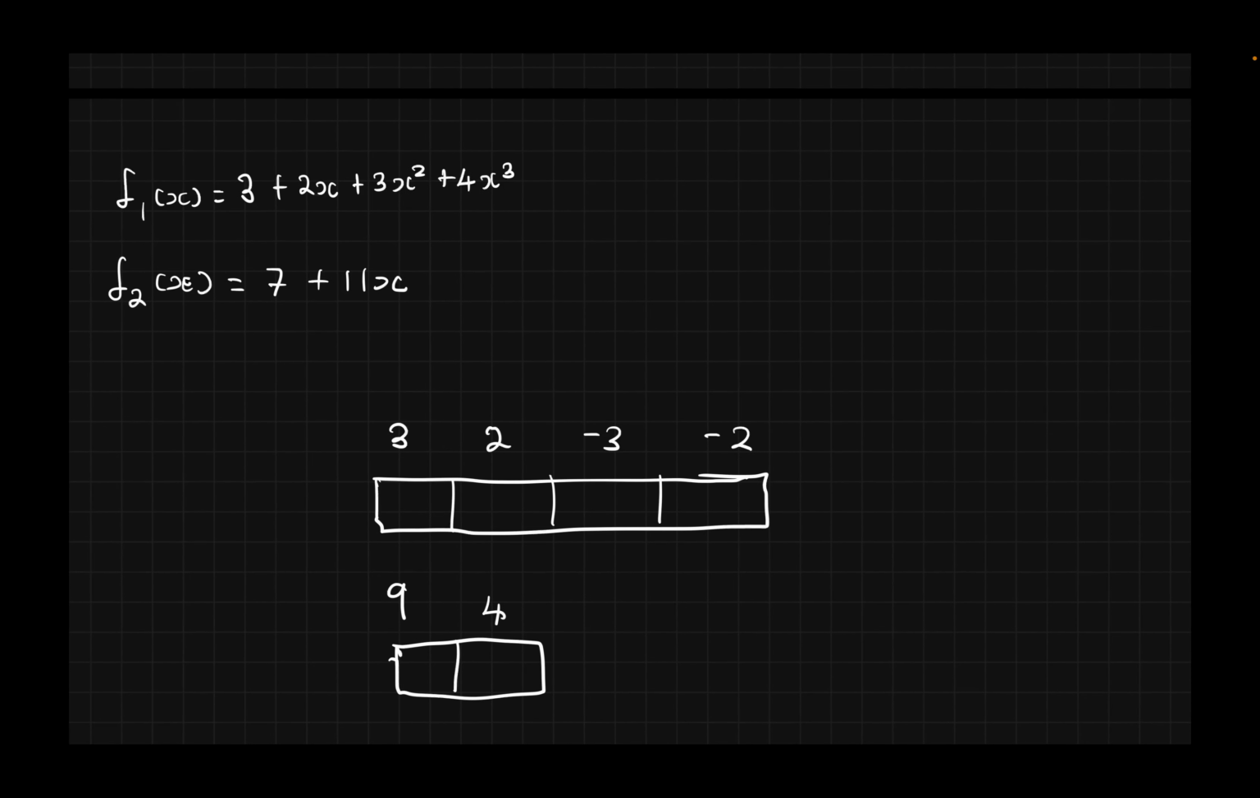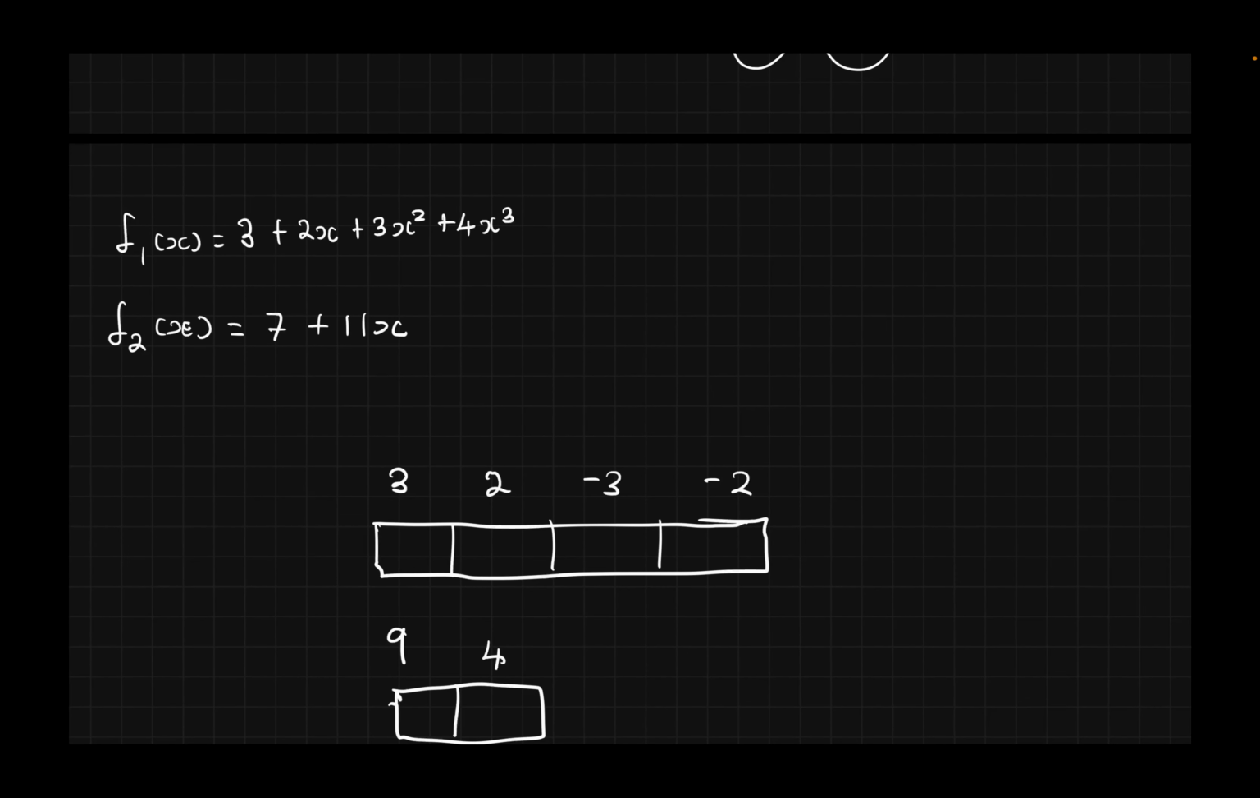So what's the evaluation of F1 at 3? Okay. 3 plus 2 times 3, right? Plus 3 times 9. Oh my. The last one is 108. 108 plus 27, 6. 144. Okay, what of 2?